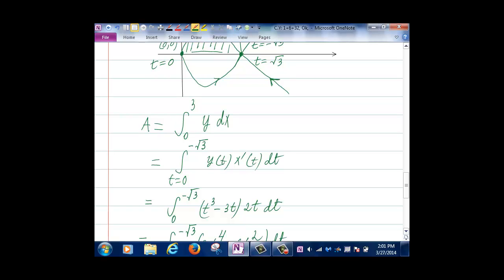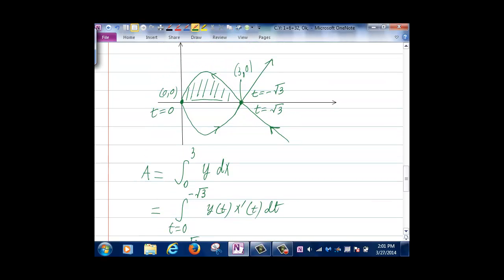Because normally you switch them, so it's just that the one you want to make sure of is that x is going from a lower value to an upper value to make sure that you get the positive area, and then choose your t accordingly. Am I making sense?